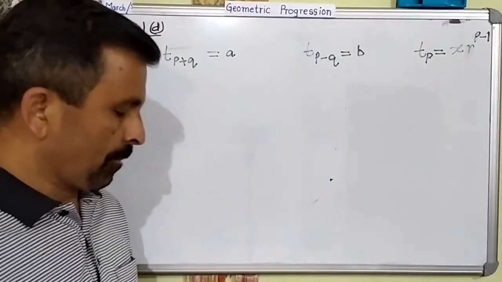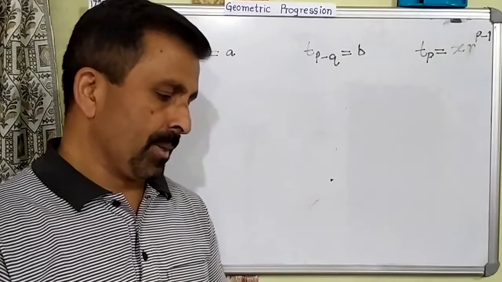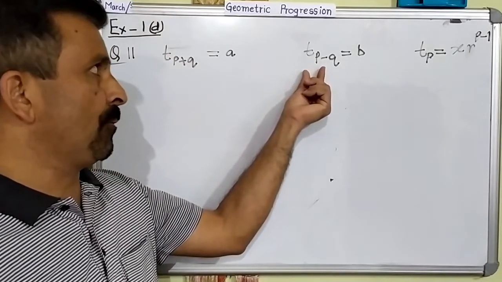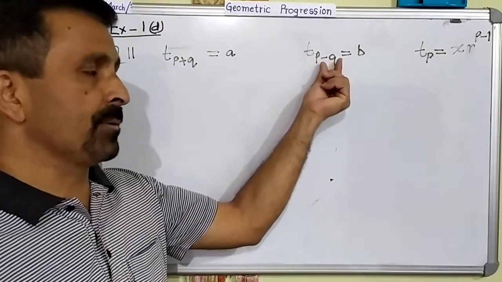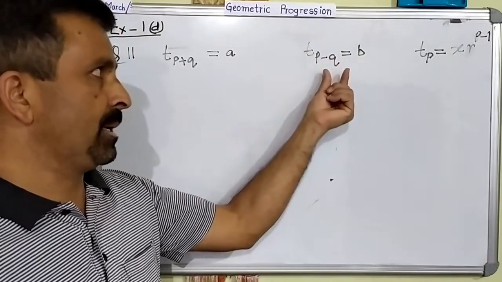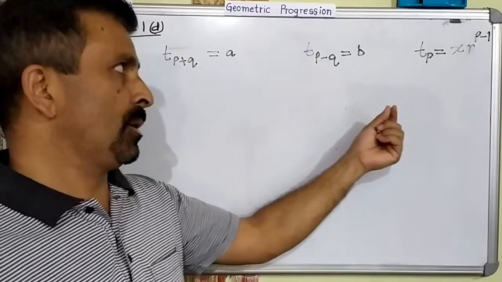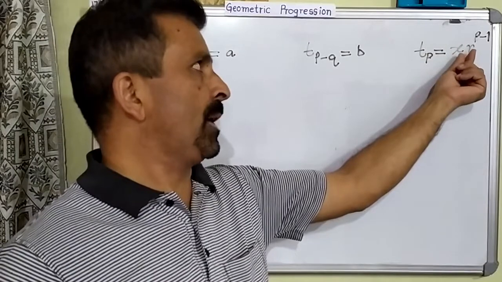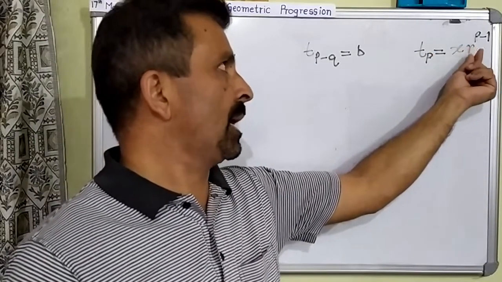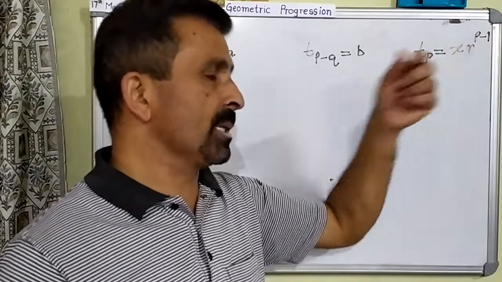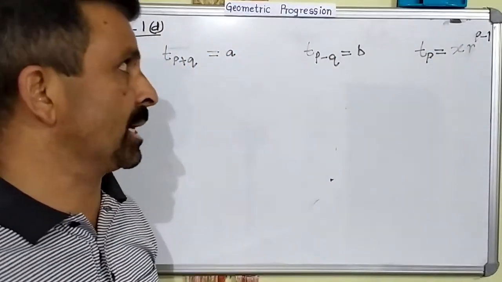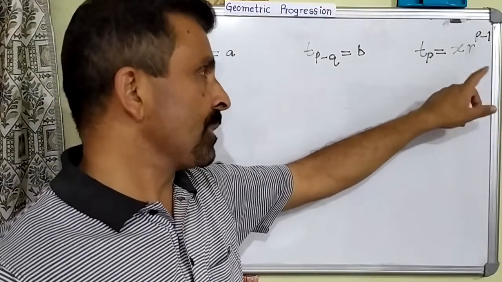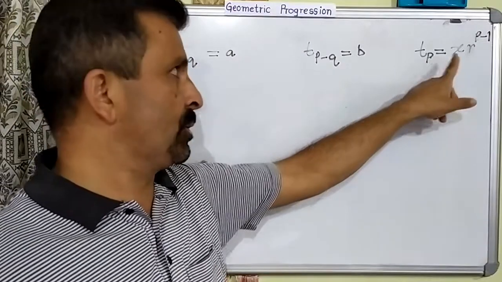Question number 11 says the (p+q)th term of a GP is a, and the (p−q)th term of the GP is b. These are the two pieces of information given. If this is the information, then we have to find the pth term of the GP. We can write it as x r to the power p minus 1, where we are assuming x to be the first term. So the question is to calculate the pth term.